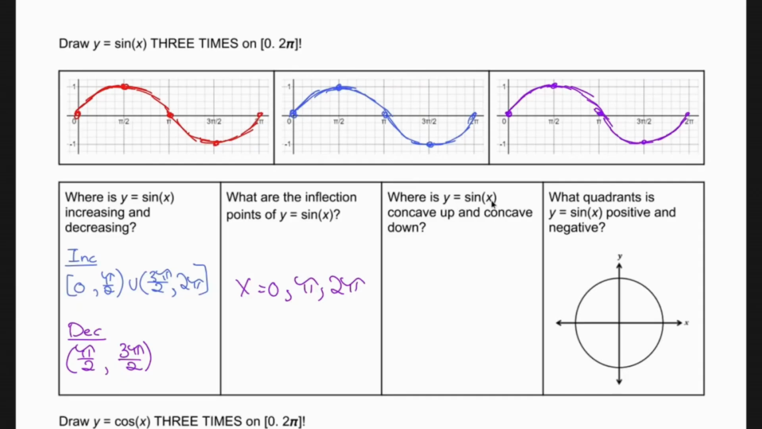Where is y equals sine x concave up and concave down? Well, given the interval 0 to 2 pi, it's going to be concave. We'll go concave up first because that's the order that they want it in. And by they, I mean me. I made this problem. Concave up is going to be from pi to 2 pi. You're not going to include pi, and you're not going to include 2 pi because those are inflection points. Don't include either of those. It's going to be concave down from 0 to pi. Don't include either.